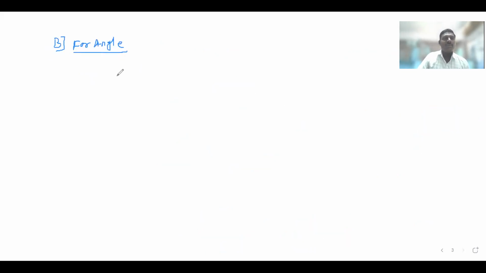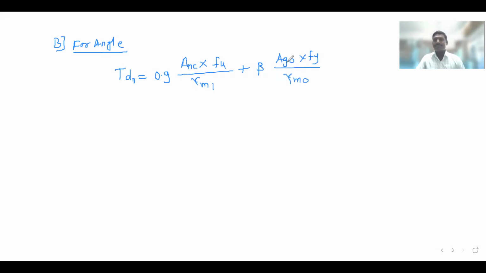Then for angle, what is the formula? Tdn is equal to, for angle the formula is 0.9 into Anc into Fu divided by gamma m1 plus beta into Ago into Fy divided by gamma m0.